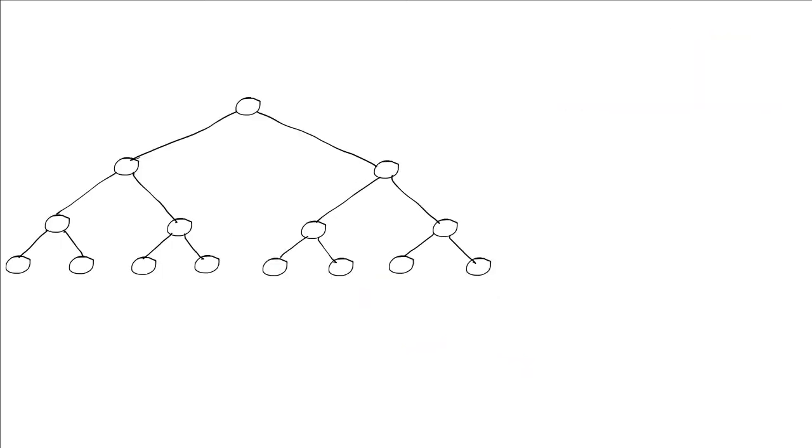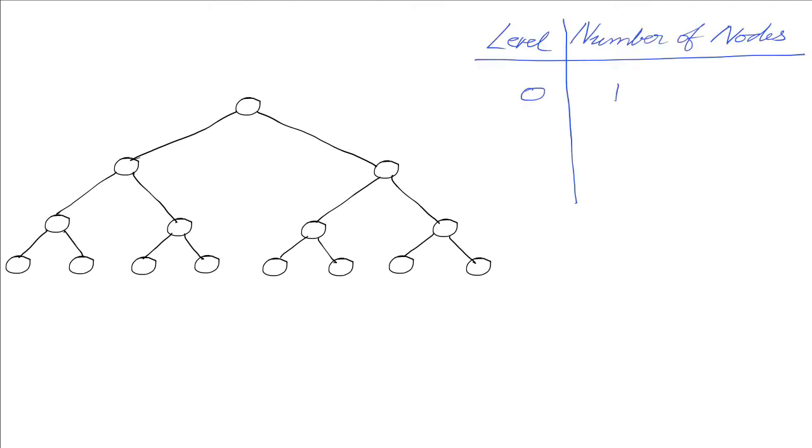A binary tree with 4 levels looks like this. Level 0 has 1 node. Level 1 has 2 nodes. Level 2 has 4 nodes. Level 3 has 8 nodes.